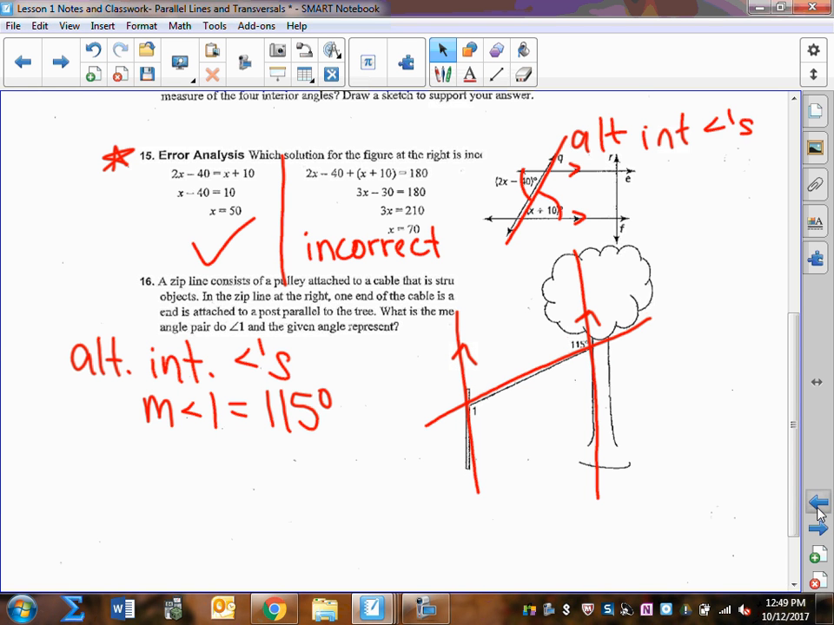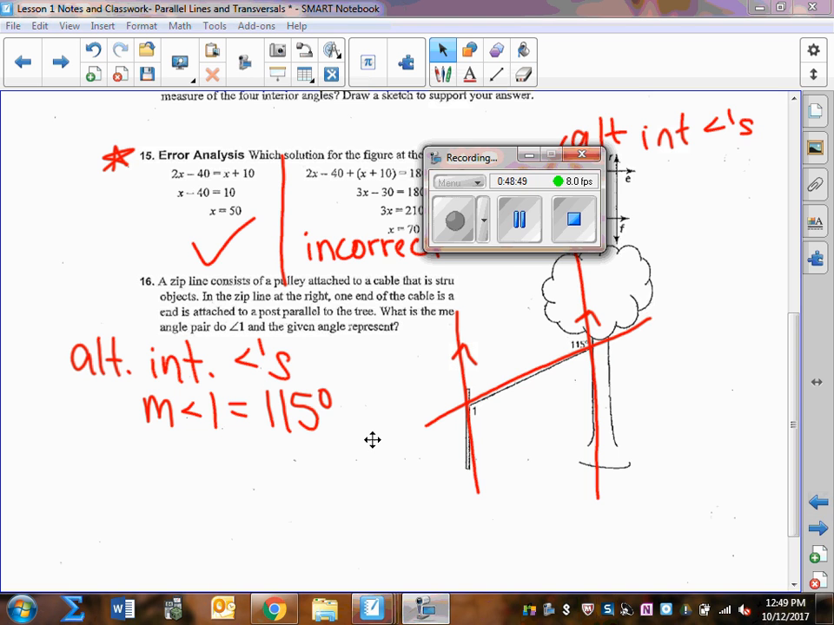Is there anyone that did not get the homework? It is a worksheet. There's just more to it than one page. I do have one.